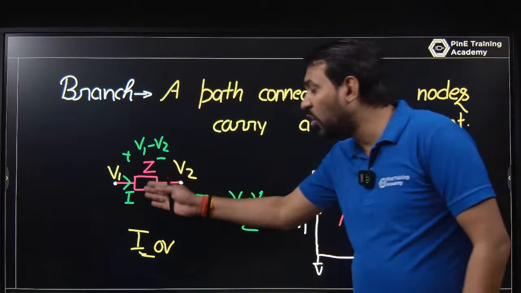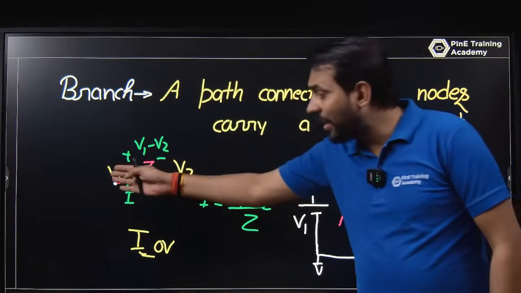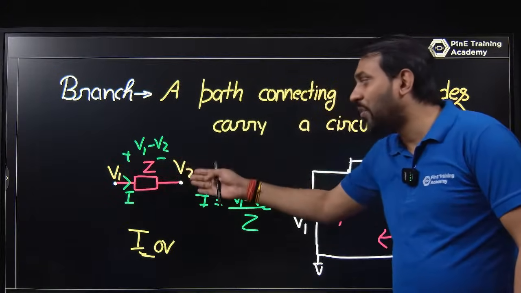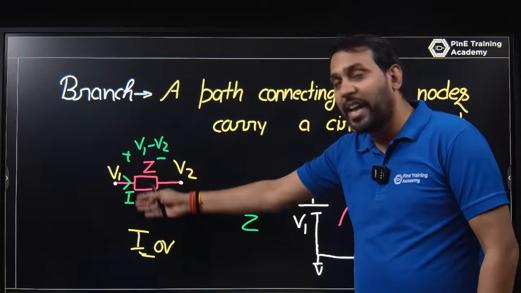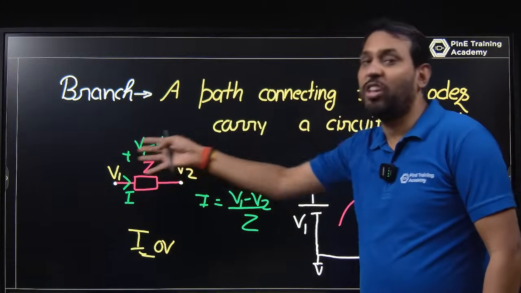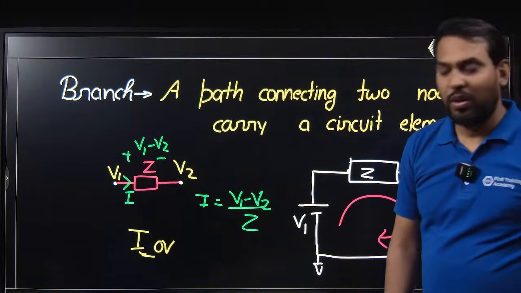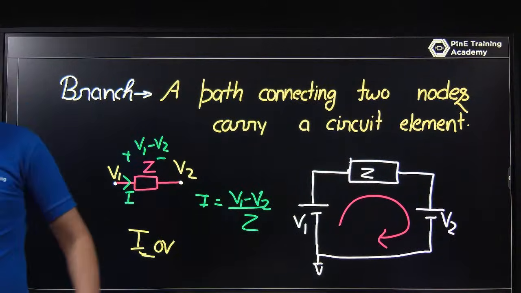Of course, we are assuming the current direction is from left to right. So if the direction is left to right, I am writing V1 minus V2 upon Z. Let V1 be less than V2, so the current will be negative. So I can say that the real current is flowing from V2 to V1, not V1 to V2. That is the way, the basic network.